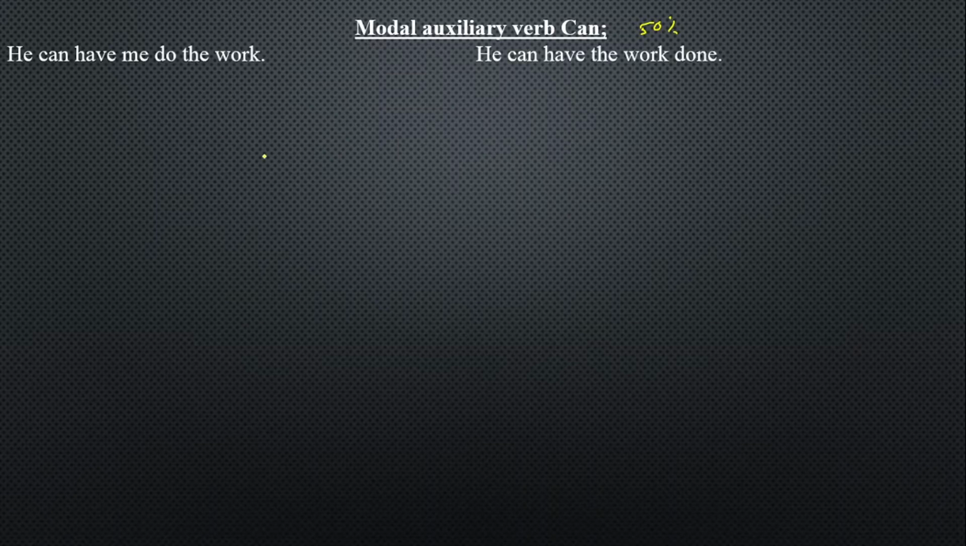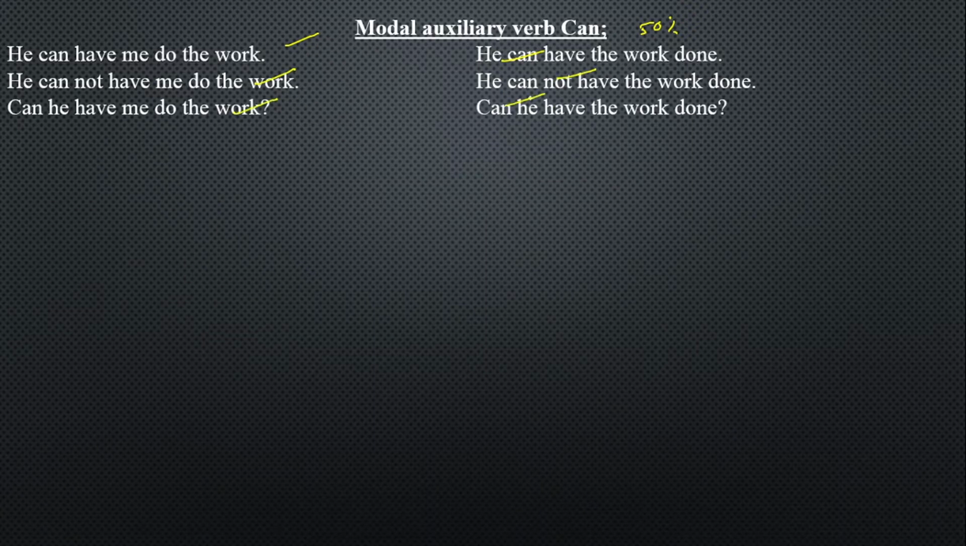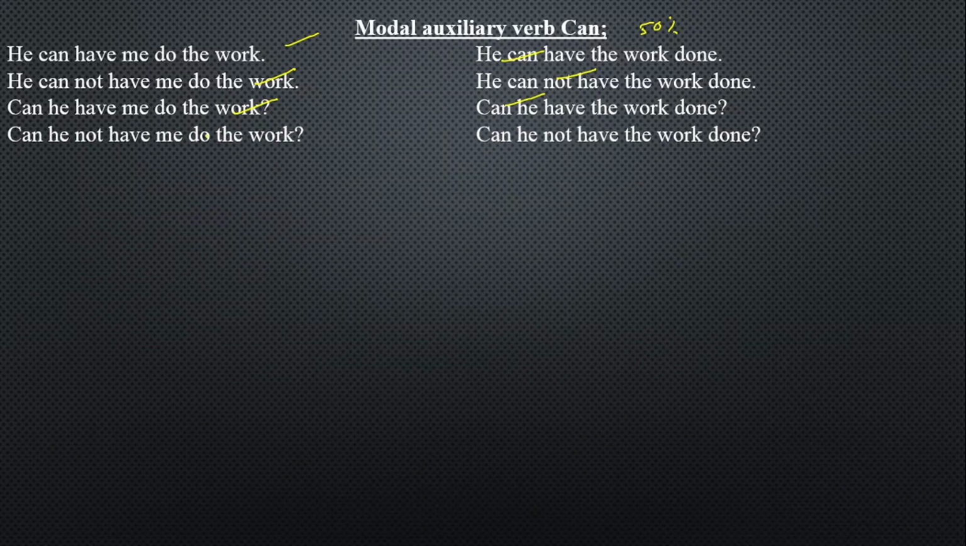Next modal auxiliary verb we have got is can, which is used for 50%. He can have me do the work, he can have the work done. He cannot have me do the work, he cannot have the work done. Can he have me do the work, can he have the work done? Can he not have me do the work, can he not have the work done? Can't he have me do the work, can't he have the work done?